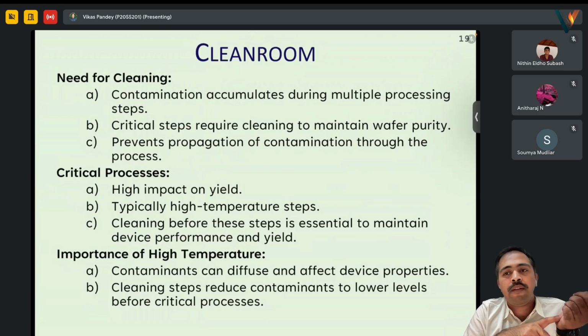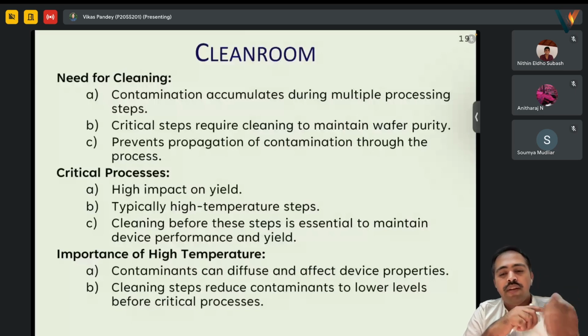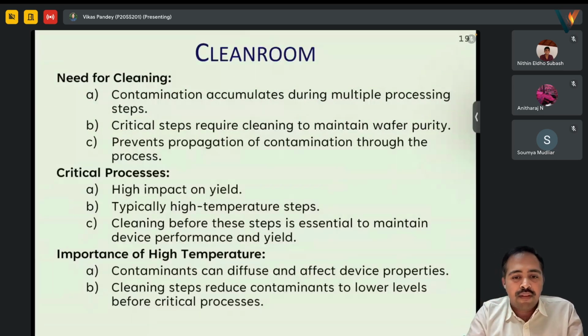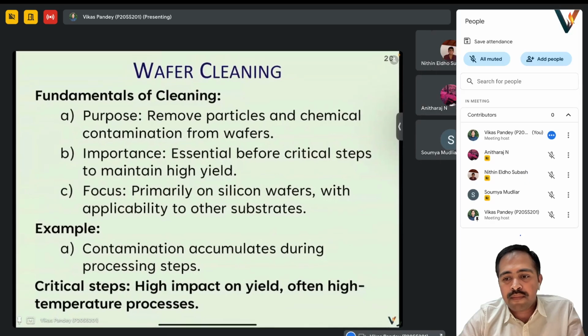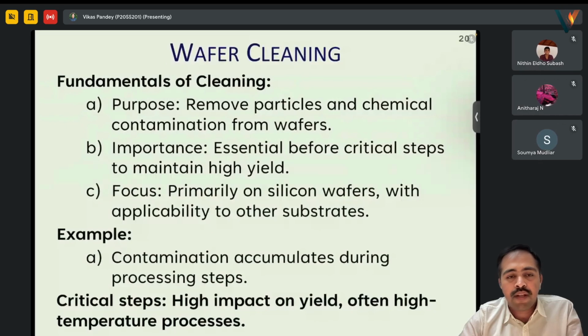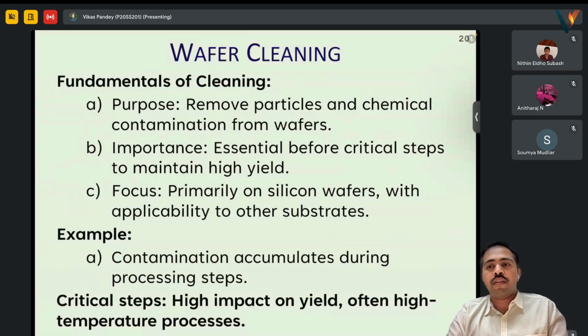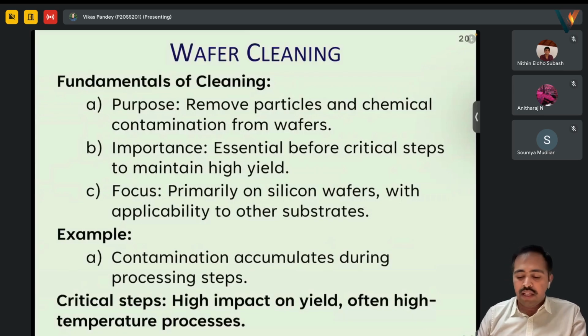Anyone? What is it called? The water that we use in the fab? Yes, I just told some slides back, I think. Hello. Am I audible? Yes, sir. Yeah, so can you tell me the water that we are using here? That is the DI water, deionized water.